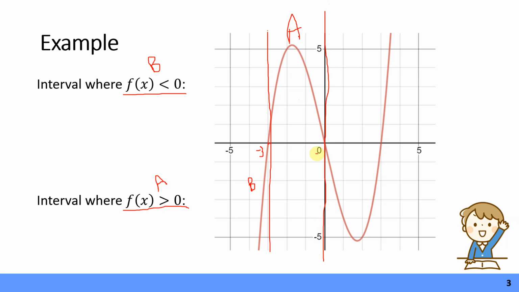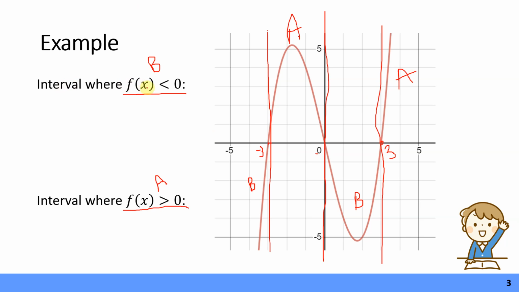It's at 0. Now, from here all the way to here, I'm going to just pretend that's straight. Here, the graph is below the x-axis. I'm going to put a B for below. And then starting here, which is at 3, the graph is always going to be above the x-axis. So what I did is I cut the graph into 4 different pieces. Those are going to be my intervals. So let's go ahead and answer the question.